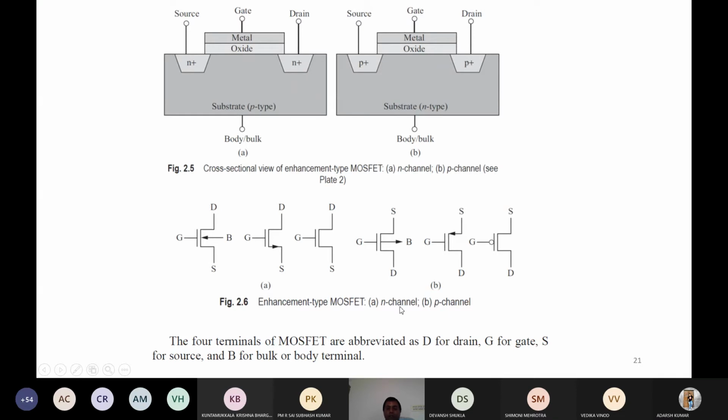So this is the N-channel and p-channel MOSFET symbol. Obviously drain, source, gate, and body, 4 terminals, and drain, source, gate, 3 terminals. Similarly the p-channel MOSFET is also shown.